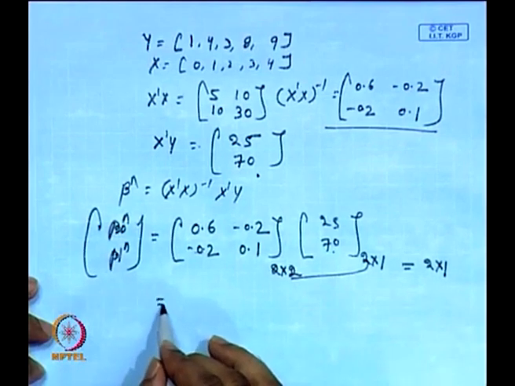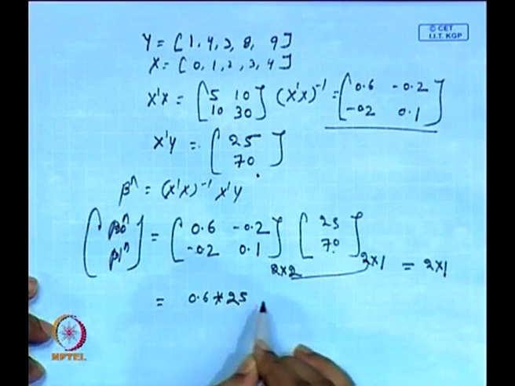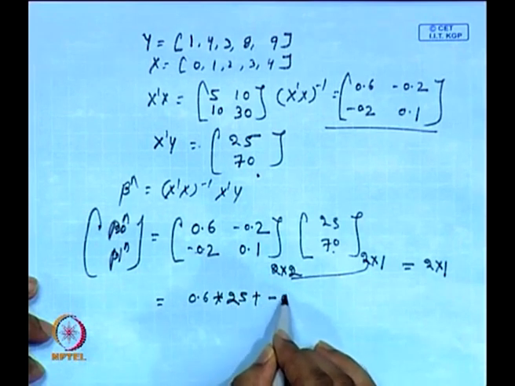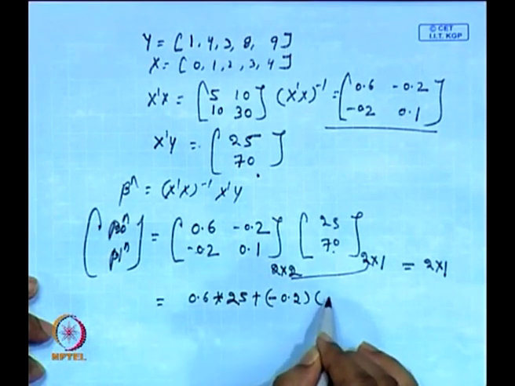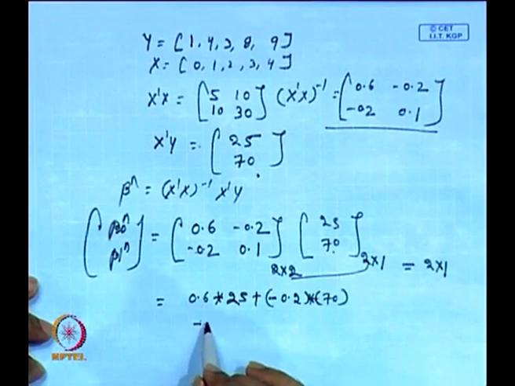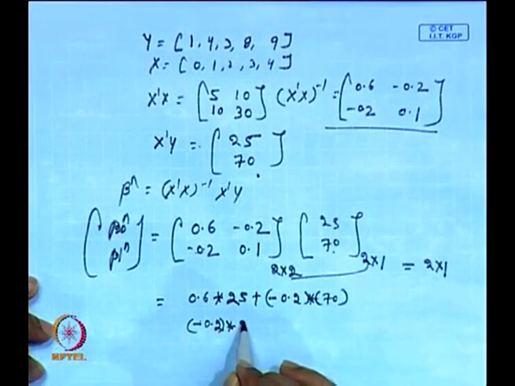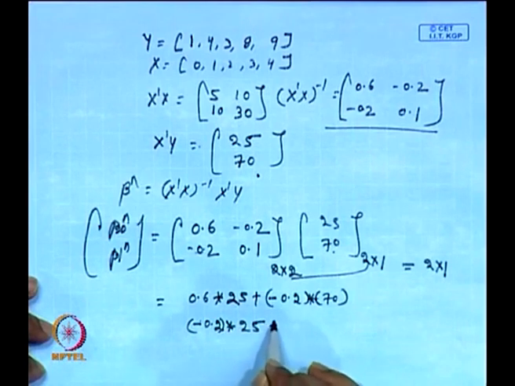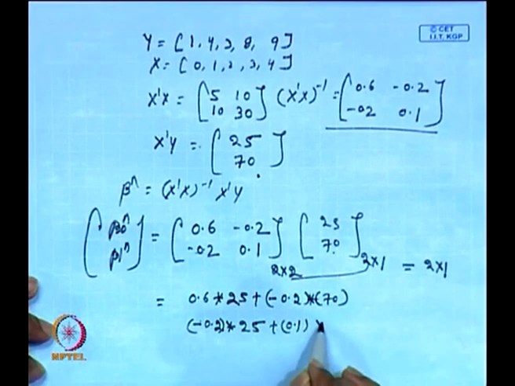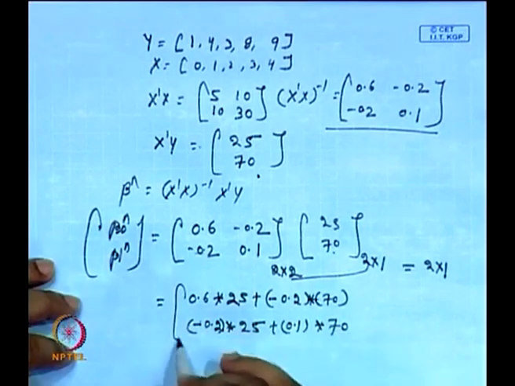So obviously it is 0.6 into 25, plus minus 0.2 into 70. Then another row will be minus 0.2 into 25 plus 0.1 into 70. Okay, so this is the other row.